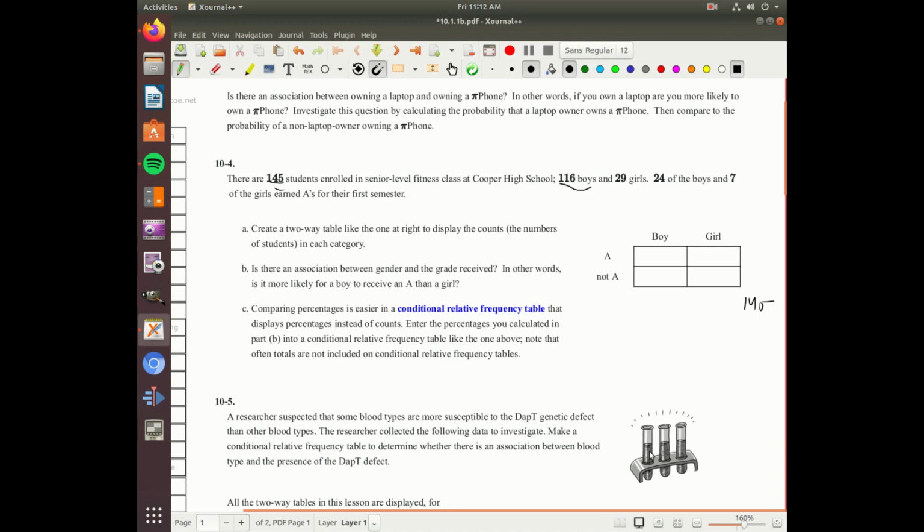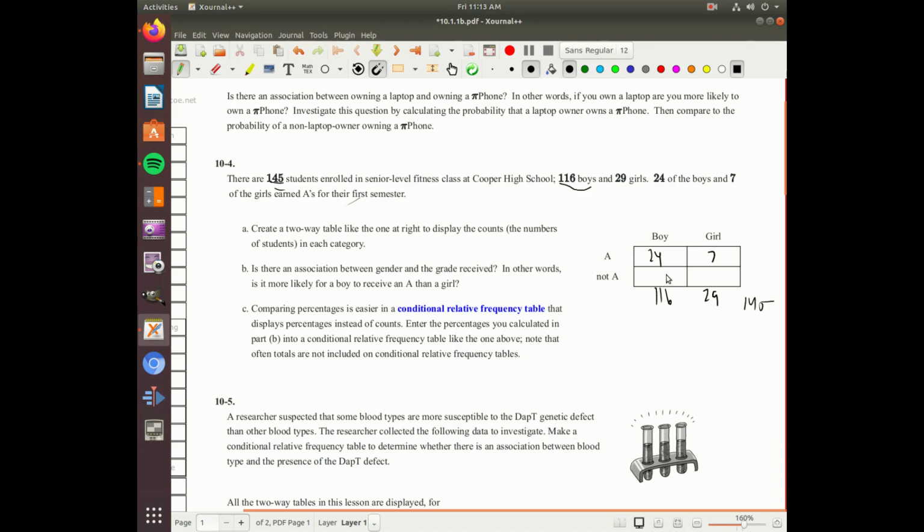And again, that's just a trick to fill these things out because sometimes people struggle. So 116 boys. It doesn't mention if they have an A or not an A. That must be a total. 29 girls. Again, it doesn't mention A, not an A. That must be a total. 24 of the boys and 7 of the girls earned A's. Well, now they're telling me both. They're a boy and they have an A, or they're a girl and they have an A.